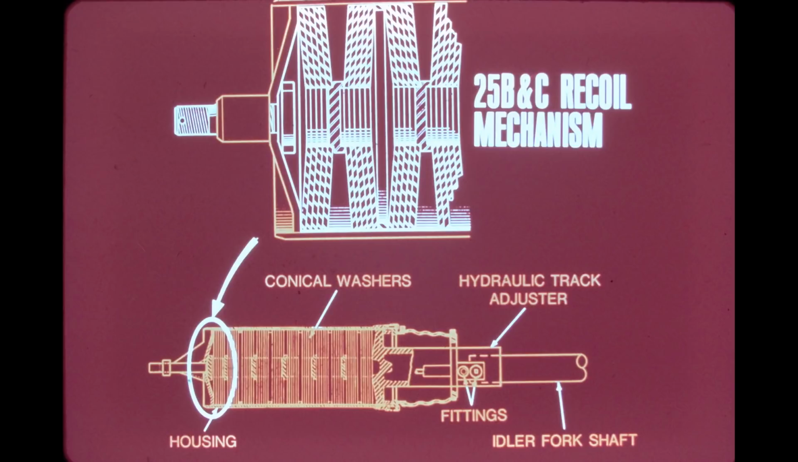A piston fits into the bore of the cylinder, and as lubricant is forced into the cylinder, the piston pushes against the shaft of the idler fork and moves the front idler forward. The trapped lubricant then maintains proper tension. If tension is too great, that is, if the track chain is too tight, lubricant can be relieved from the cylinder. The fittings for controlling the amount of lubricant are accessible through a cutout in the track frame.